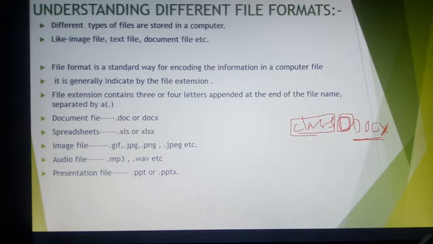Children, different types of files are stored in a computer. Many types of files are image files, text files, document files. All the files are stored in a computer system. This file name has an extension separated by a dot operator. Document files means doc or docx, spreadsheet xls or xlsx, image files GIF, JPG, PNG, etc. Audio files .mp3, .wav, etc. Presentation files .ppt or pptx, etc.